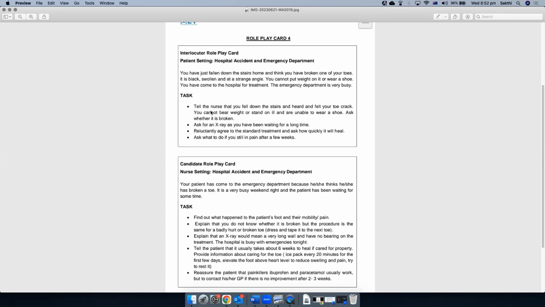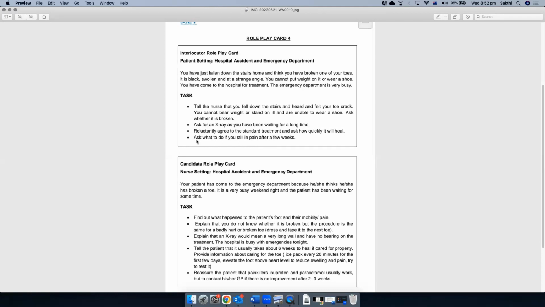The task is that the patient is going to tell the nurse that he or she fell down the stairs and heard and felt the toe crack, and the patient cannot bear weight or stand on it, and is unable to wear a shoe as well. The patient is going to ask whether it is broken or not, and is also going to ask for an x-ray because the patient may have been waiting for a long time. The patient is going to reluctantly agree to the standard treatment and ask how quickly it will heal.